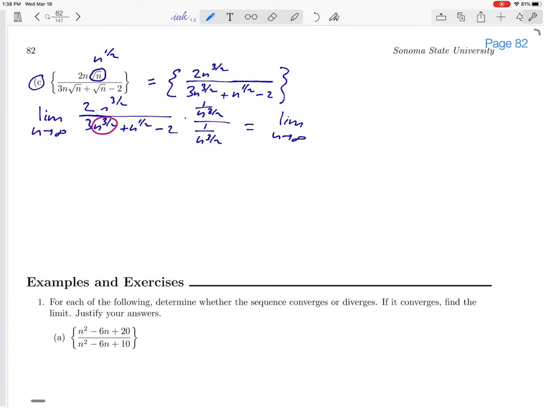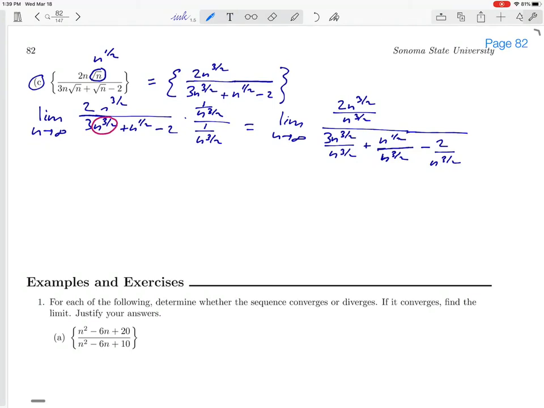As before, in the previous example, that has the effect of taking every single term and just dividing it by n to the 3/2. So our new numerator, the 2n to the 3/2 that was there, is going to get divided by n to the 3/2. And in the denominator, all of those terms are also going to get divided by n to the 3/2. Pardon me, I got that exponent wrong. And then minus 2 over n to the 3/2.